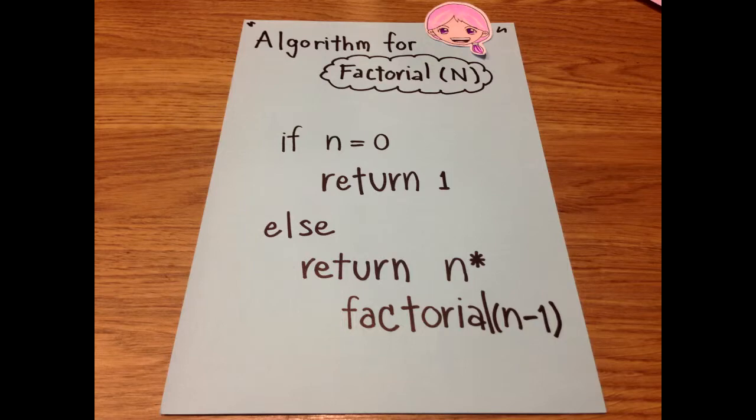This part is the recursive call because it will keep calling itself. And if n equals 0, then return 1 is the base case. This will stop calling the function.